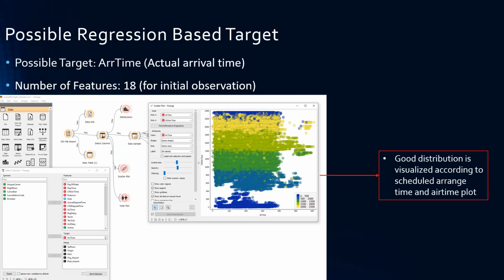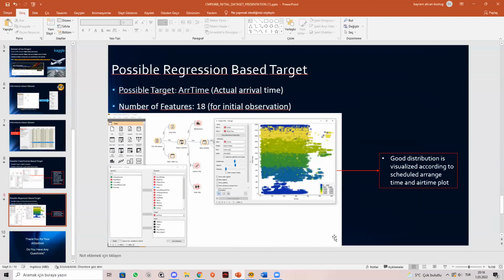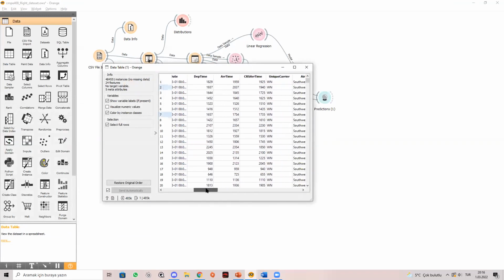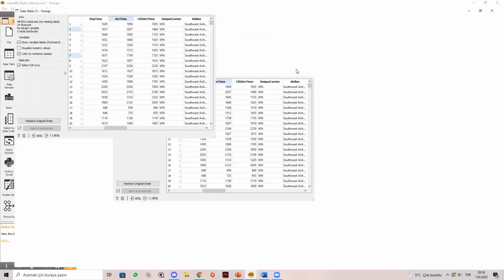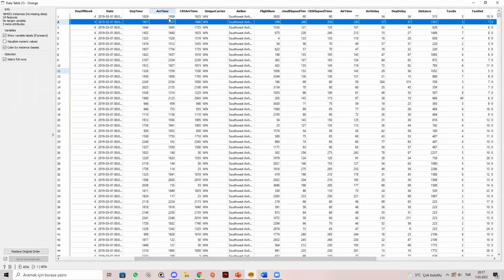But actual arrive time is just the time, right? I mean the hours, right? So it does not tell the delay. Am I right? Can I show the data? Yes, with the details. In the arrive time, yes, on the right side. Arrive time, yes. It's already selected.